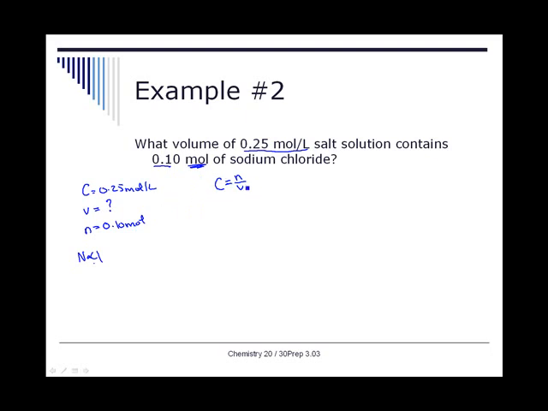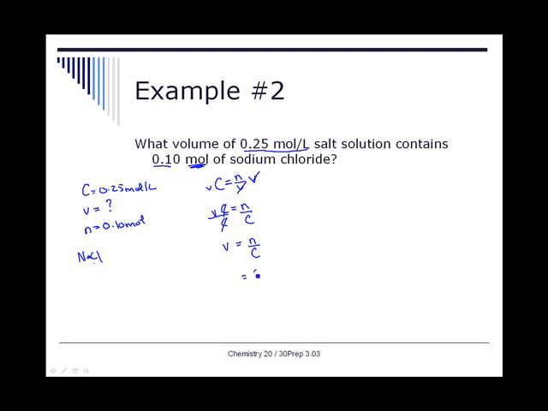So I'm looking for V, and now to get it in the right spot, I'm going to multiply both sides by V again. On the right side it cancels, and I get VC is equal to N. And since I want to solve for V, I'm now going to divide both sides by concentration. On the left side, my concentrations cancel, and I'm left with the volume of solution is going to be the number of moles divided by the concentration.